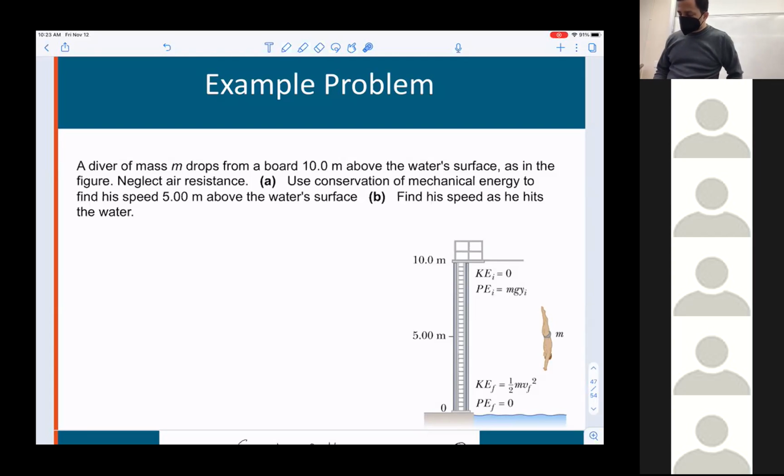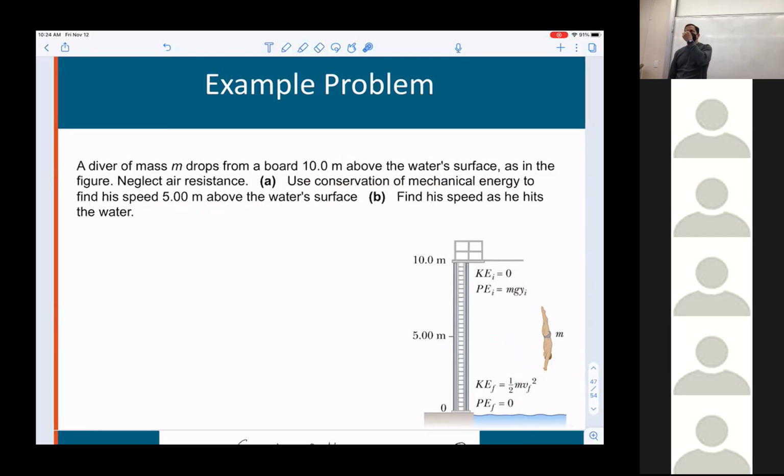So in this problem, they say this diver just drops from rest and falls to the ground. It says, use the conservation of mechanical energy to find his speed 5 meters above the water's surface. In other words, this diver is falling down, and they want to figure out the speed of the diver when he's at y equaling 5 meters above the surface of the water.